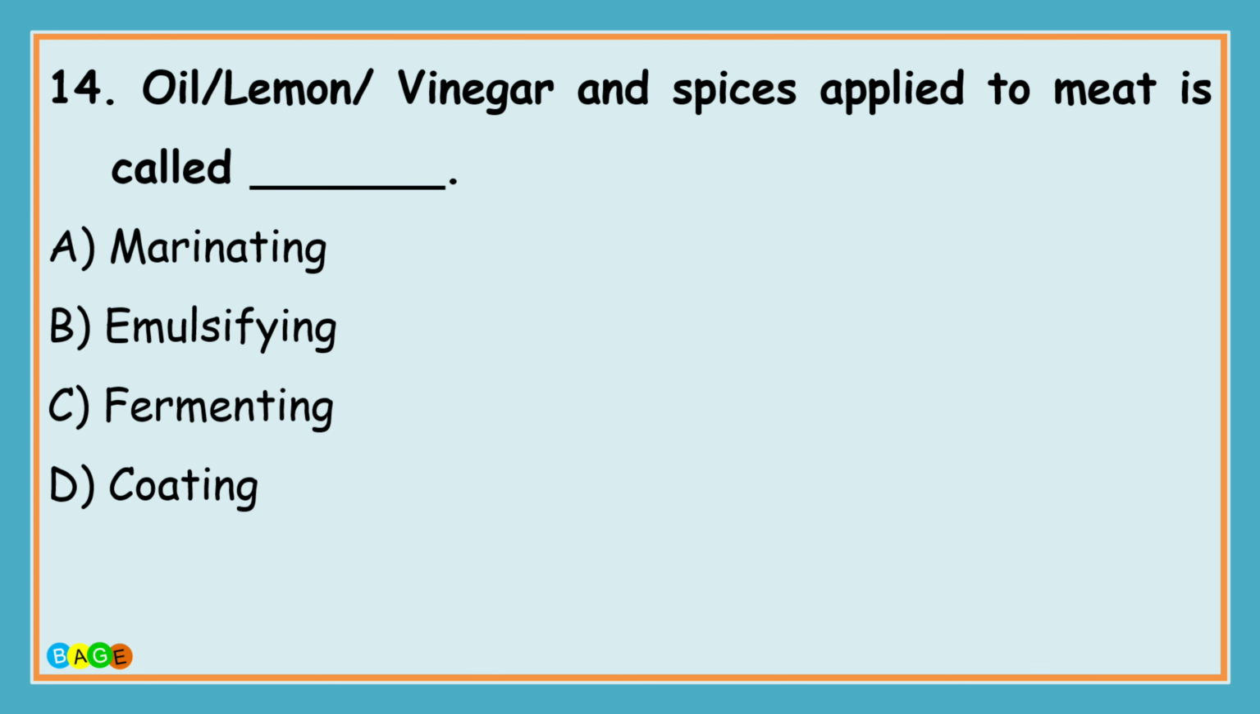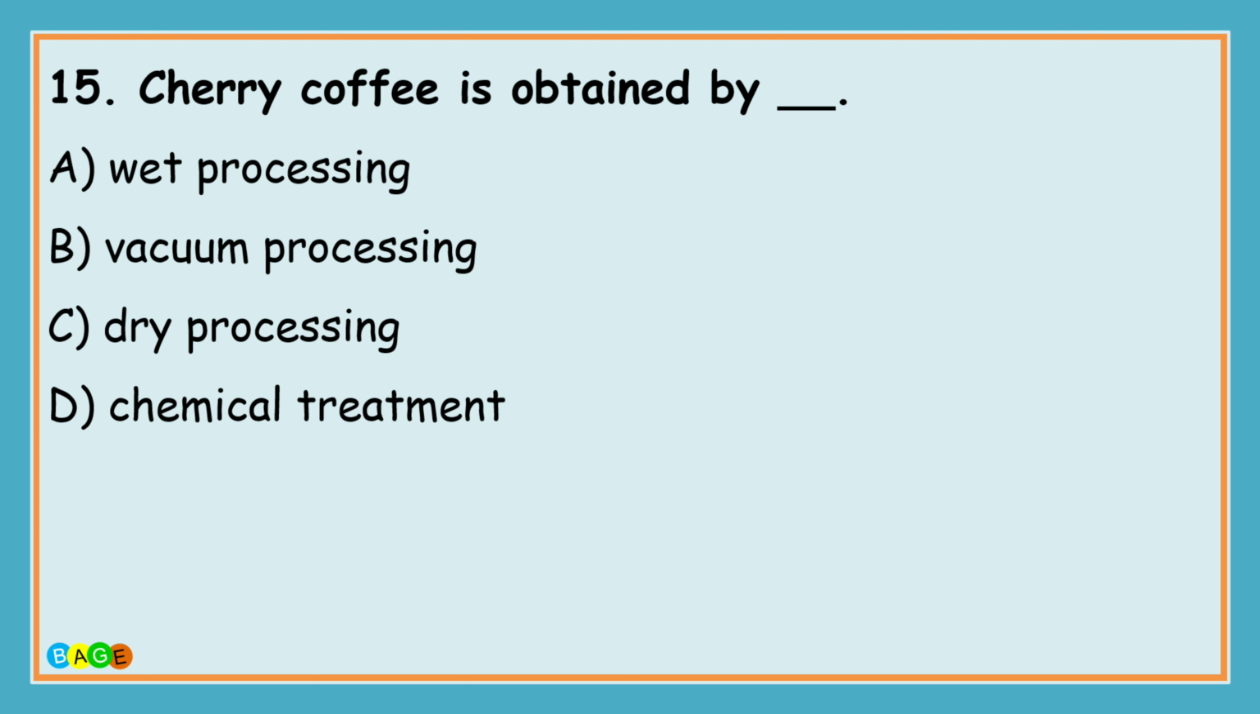Question number 14 is oil or lemon or vinegar and spices applied to meat is called dash dash dash. Options are A marinating, B emulsifying, C fermenting, D coating, and the correct answer is option A marinating. Question number 15 is cherry coffee is obtained by dash dash dash, and the options are A wet processing, B vacuum processing, C dry processing and D chemical treatment, and the correct option is C dry processing.